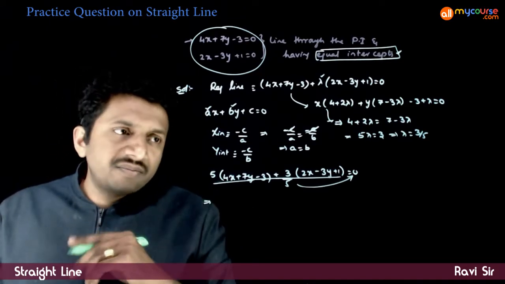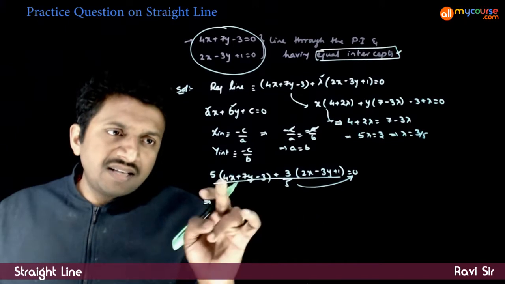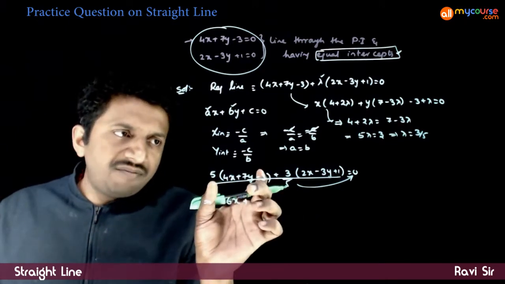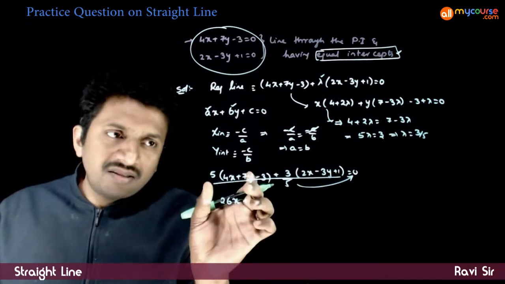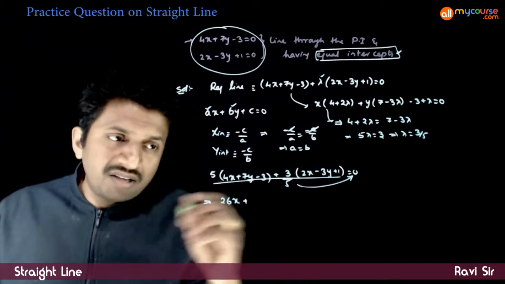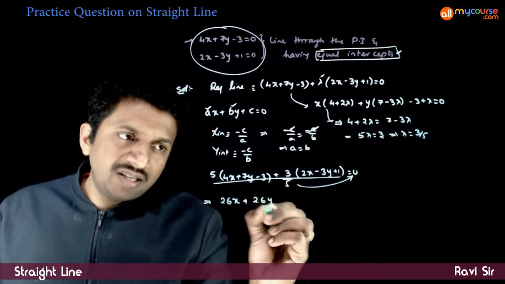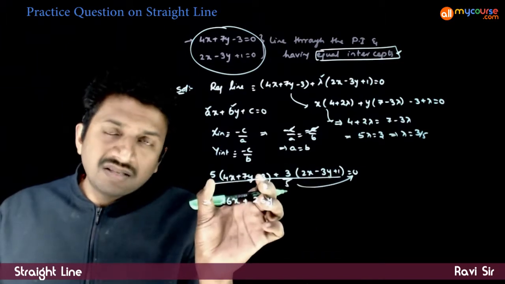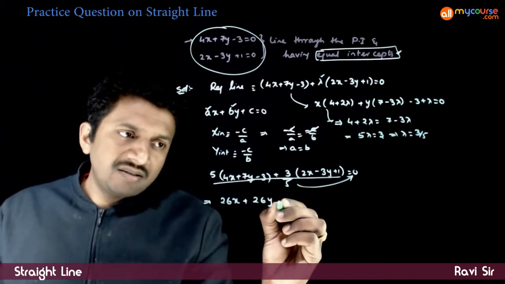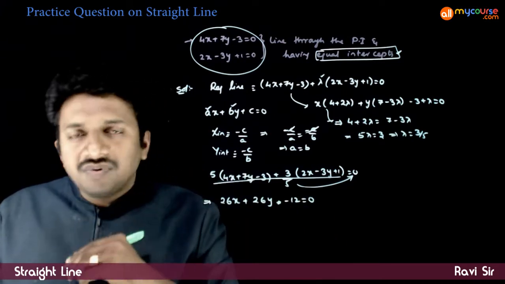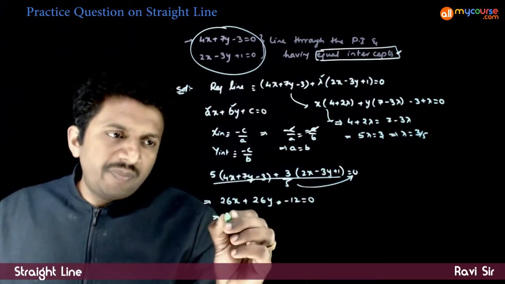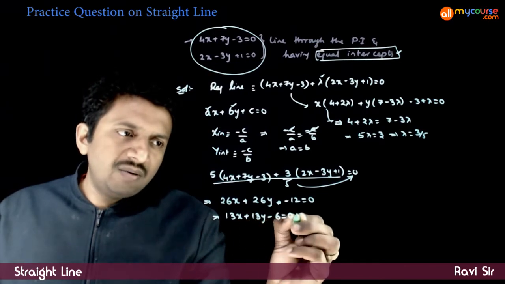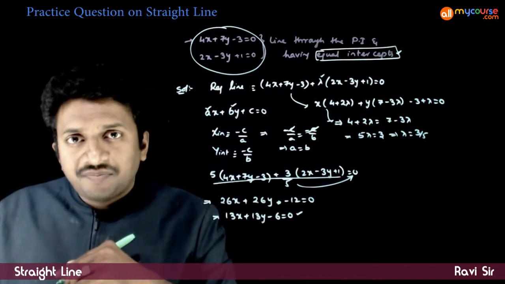This implies we have 6x plus 20x, so 26x, 35y minus 9y, 26y, minus 15 plus 3, that is minus 12 is equal to 0. This implies 13x plus 13y minus 6 is equal to 0 is the answer. Thank you.